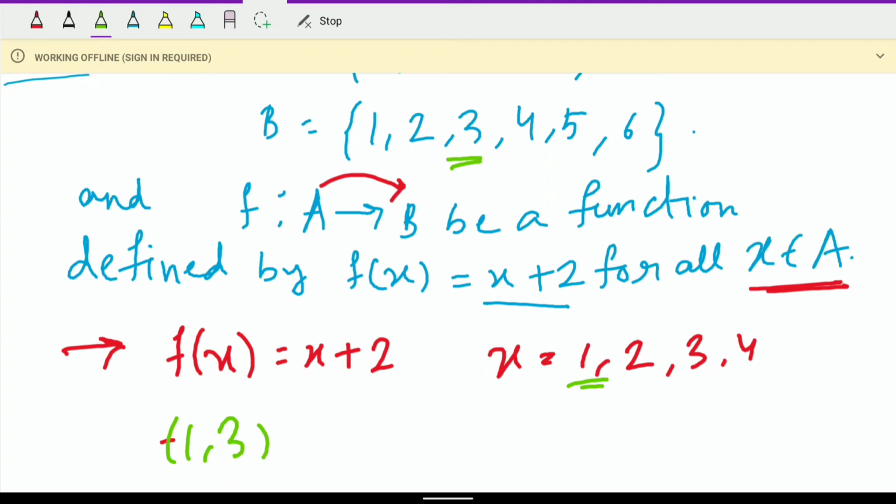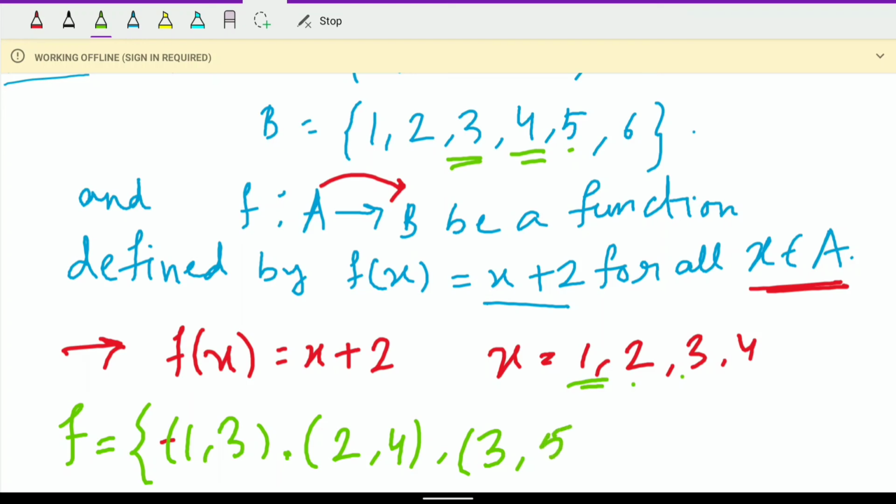Okay, 1 comma 3. Now we observe that f as a set of ordered pairs can be written as f equals to, so 1 comma 3. Then if we consider the second element, that is 2, so 2 plus 2 is 4, 4 already exists, so 4. Now if you consider x as 3, so 3 plus 2 is 5, that also exists in B. Now 4, so 4 plus 2 is 6, already exists in B.